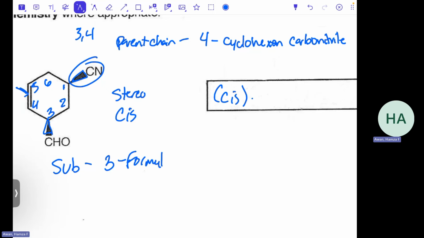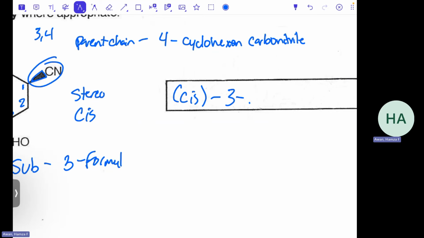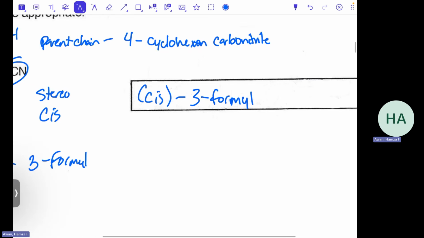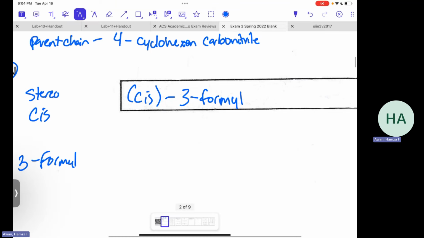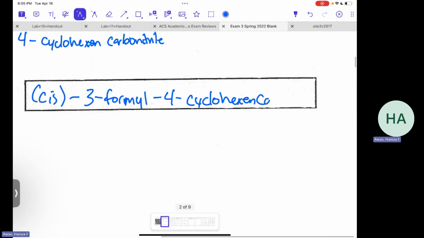We have cis-3-formyl-4-cyclohexene carbonitrile. There's an E there, sorry.